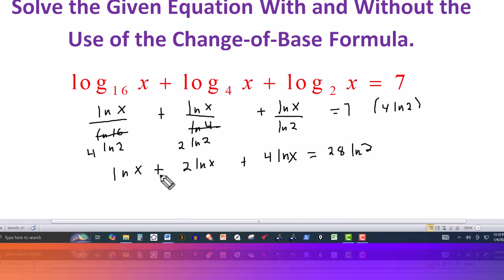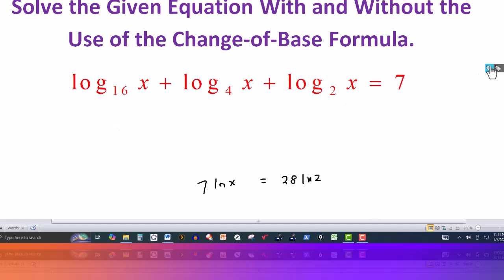And then we can just add these up on the left side. All we got is ln of x, so it's 4 and 2 and 1, so this will be 7 ln of x. That's going to equal 28 ln of 2. So far then we have 7 ln of x is equal to 28 ln of 2.